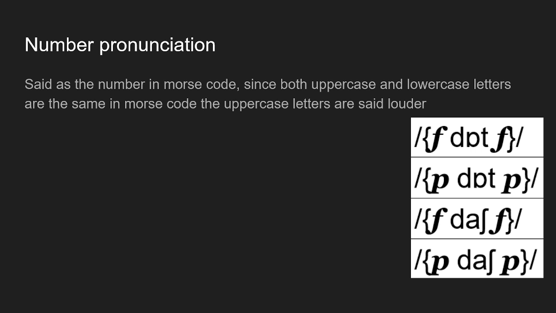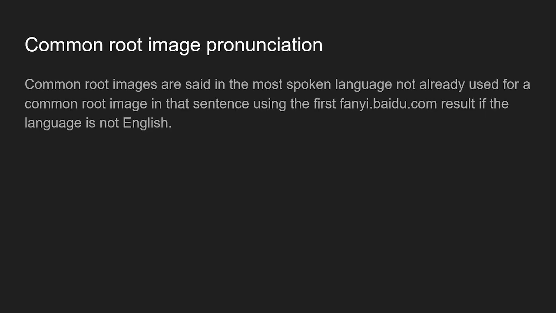Since both uppercase and lowercase letters are the same in Morse code, the uppercase letters are said louder. Common root image pronunciation. Common root images are said in the most spoken language not already used for a common root image in that sentence, using the first Baidu result if that language is not English.